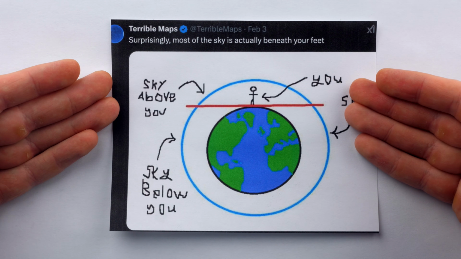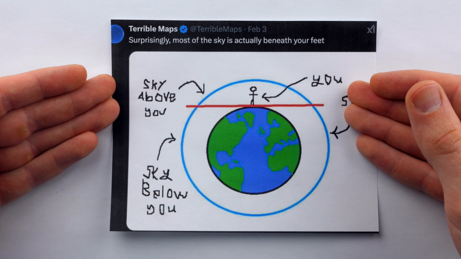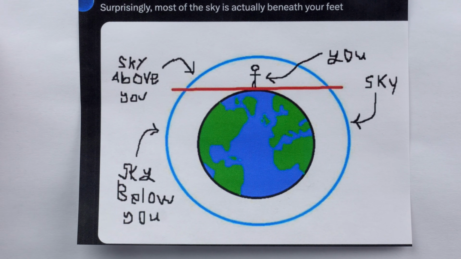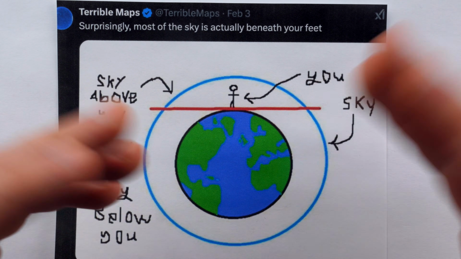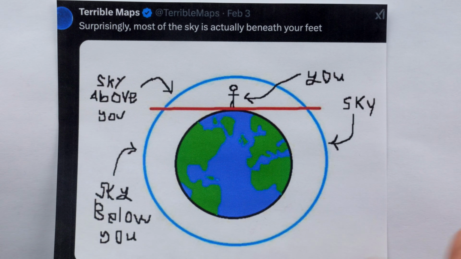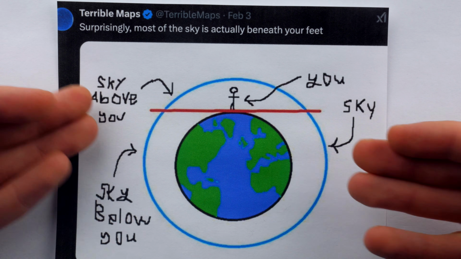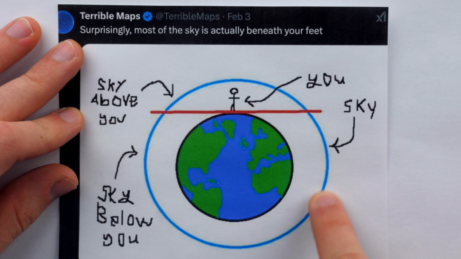I saw this X post from Terrible Maps and immediately thought, wow, what a great opportunity to do some math. We think of the sky as being above us. Where's the sky? Well, it's that blue thing up there. But when you think about it, really, most of the sky is below us.